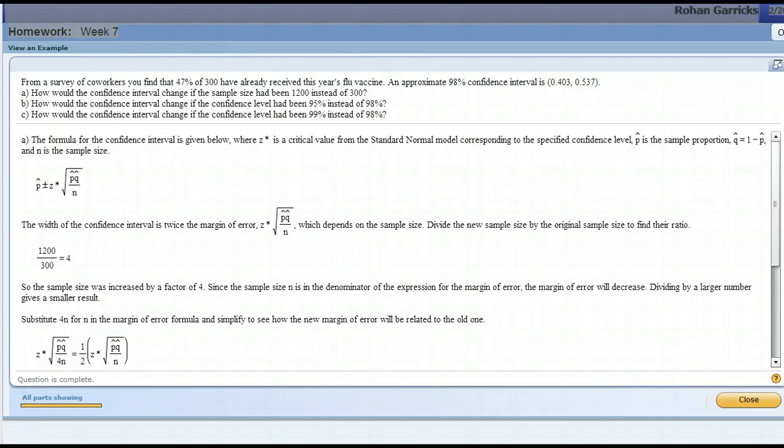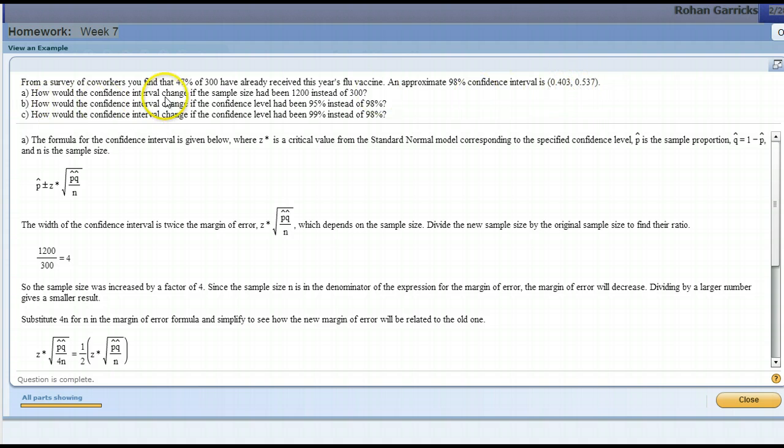This is going to be an example similar to number 3, and it does not involve a lot of calculation, so I'm basically going to be just putting some words to the solution that's presented in the view and example solution. So from a survey of co-workers, you find 47% of 300 have already received the year's flu vaccination or vaccine. An approximate 98% confidence interval is 0.403 to 0.537.